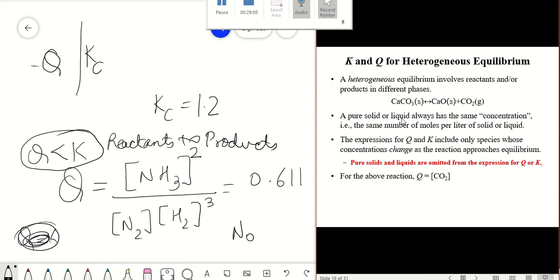We already saw that a pure solid or a liquid always has the same concentration technically. Therefore, the same number of moles per liter of solid or the same number of moles per liter for the liquid. Therefore, whenever we talk about the expression for Q and K, we only include the species whose concentration changes as the reaction approaches equilibrium. So we only include the species that are in either gas or aqueous. So for this particular reaction, what will be our expression? Q is going to be equal to the concentration of CO2, which is the product, divided by the reactant, but there's no other reactant which is in gas or aqueous. So that's why we can omit the solids.